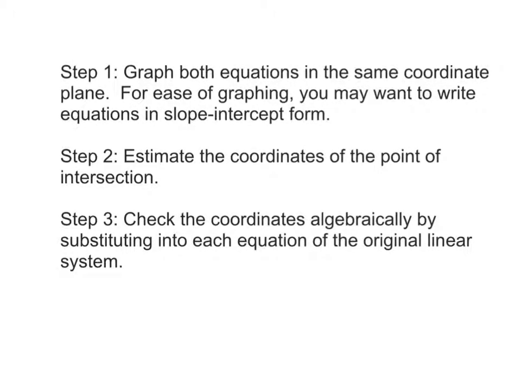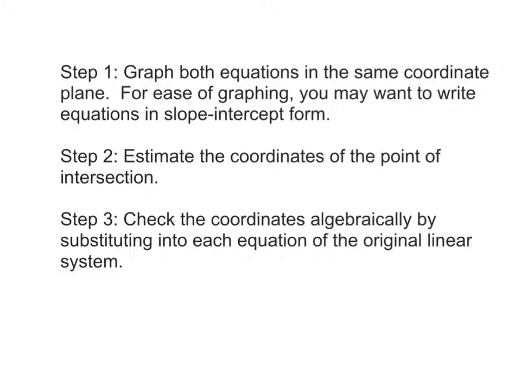Okay, so let's go back over the 3 steps that we have for solving a linear system using the graph and check method, which is the one that we're using in this section. So step 1 is to graph both equations in the same coordinate plane, just like we did for ease of graphing. You may want to write equations in slope-intercept form. We didn't do that in the first example. I did the 2 points, but we'll switch over to slope-intercept on the next example.